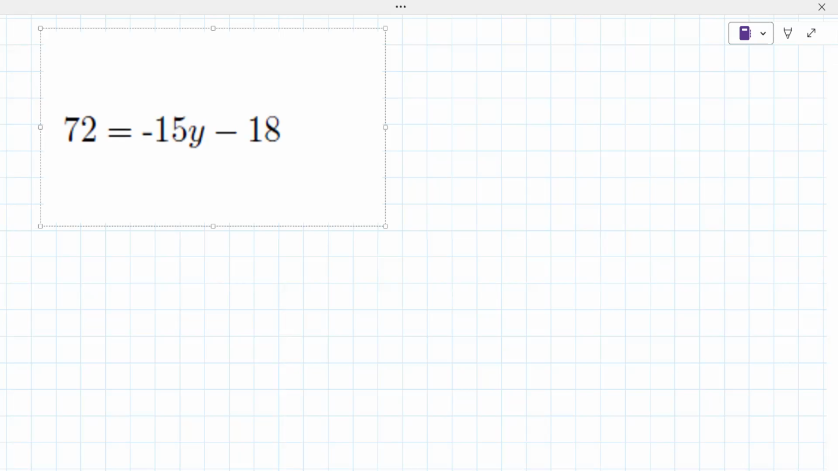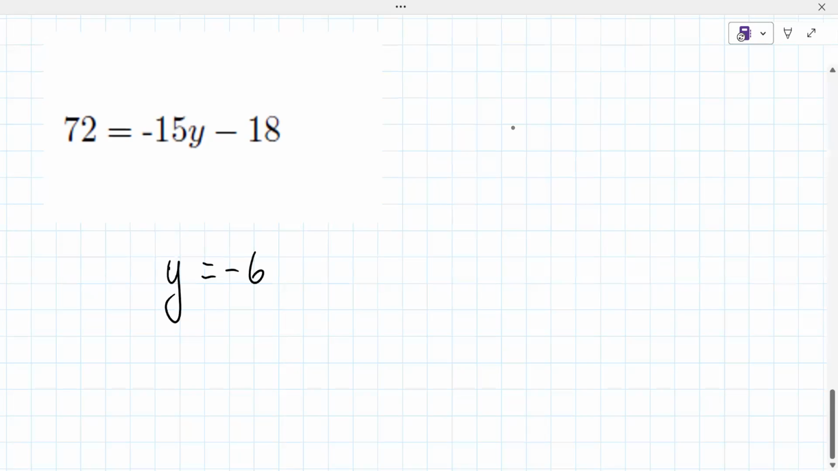Y equals -6. That is correct. Very good.